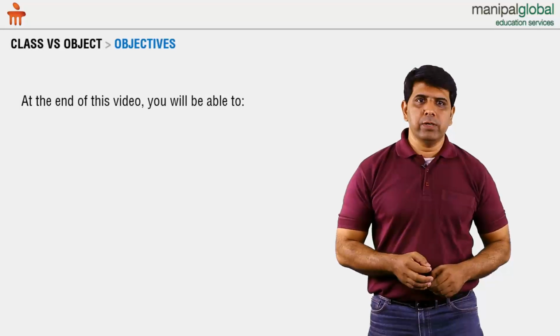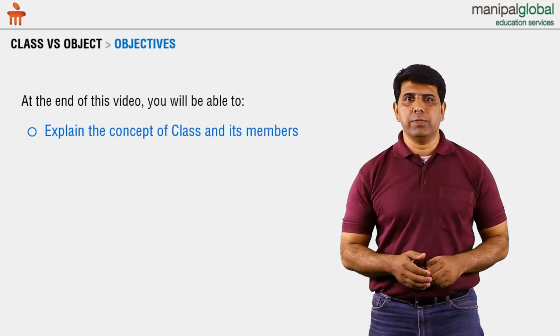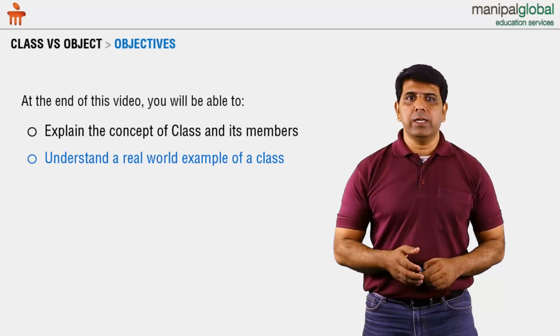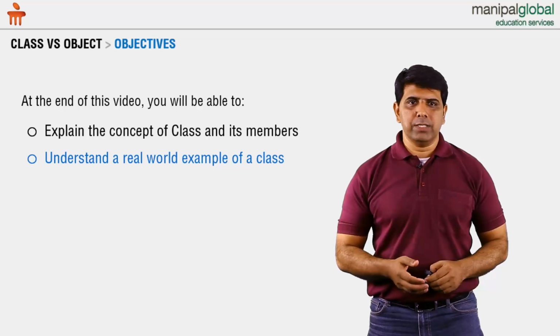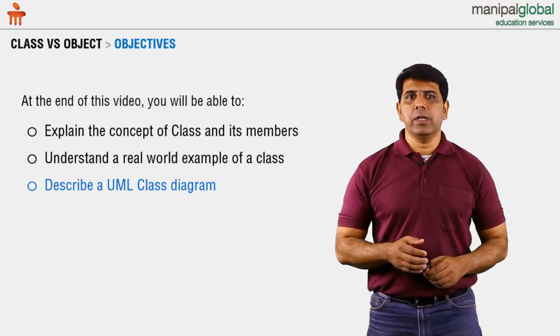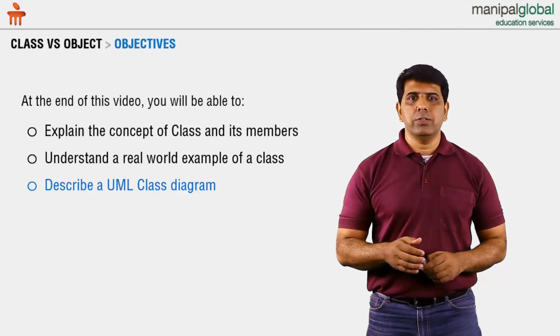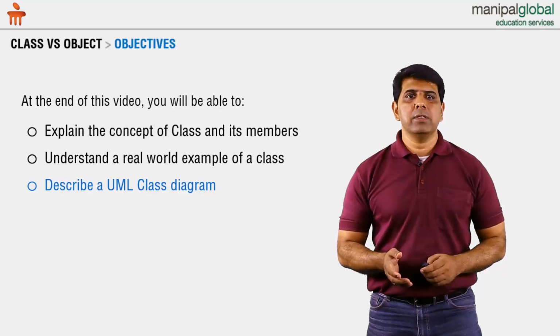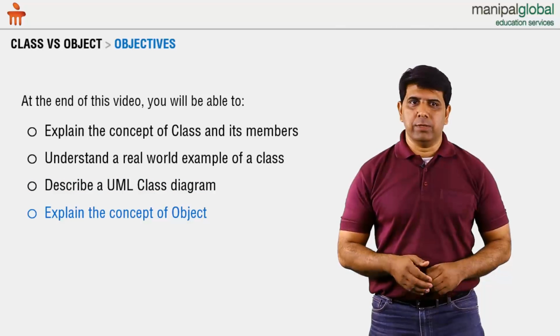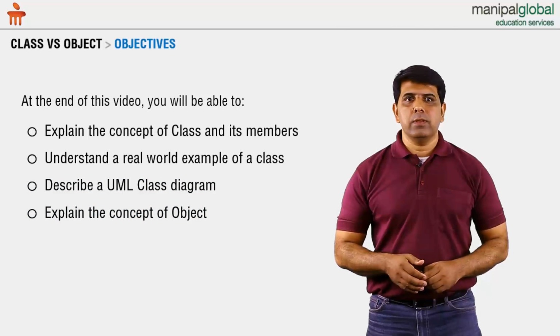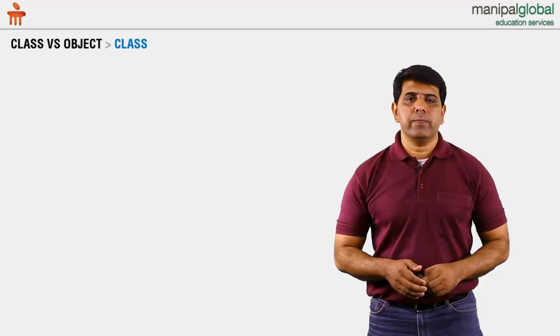So at the end of this video, you should be able to explain the concept of class and members, understand the real-world examples of classes. There is something called UML, or Unified Modeling Language, and that allows you to represent class diagrams and explain the concept of objects. Let's begin with a class.